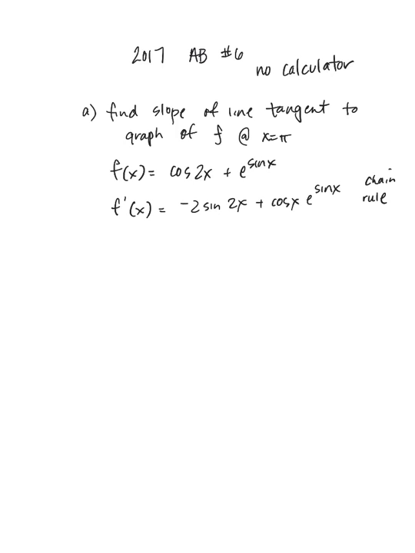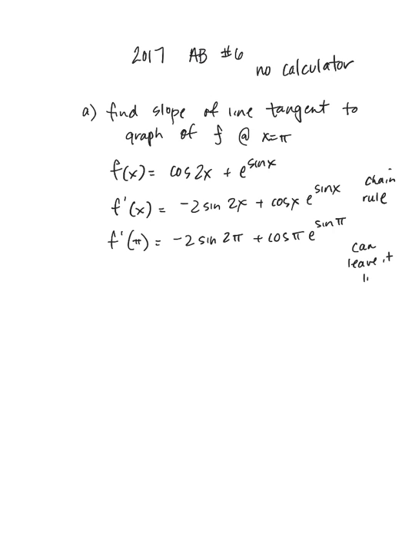Remember the chain rule, used at least twice here. I'm going to put in pi wherever there is an x. Now on the AP exam, you do not need to simplify any further than this. You can leave it like that.